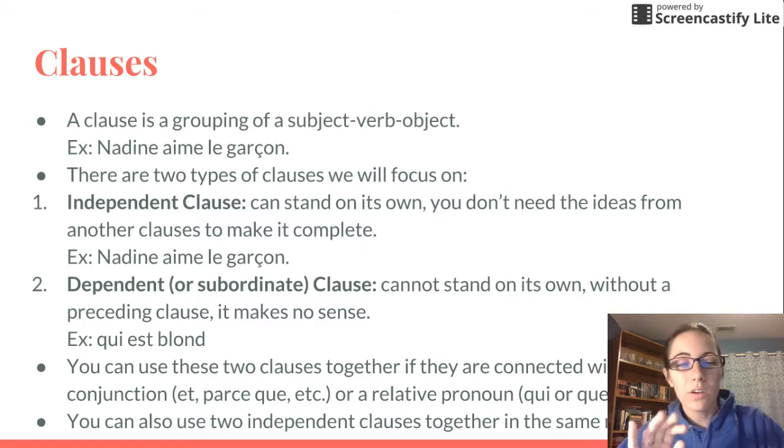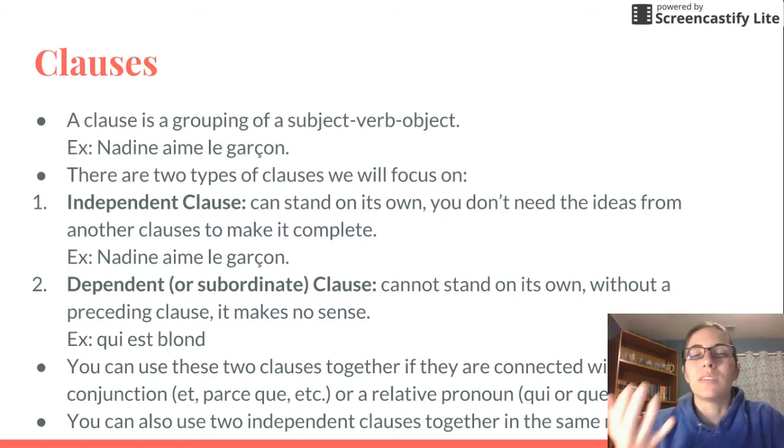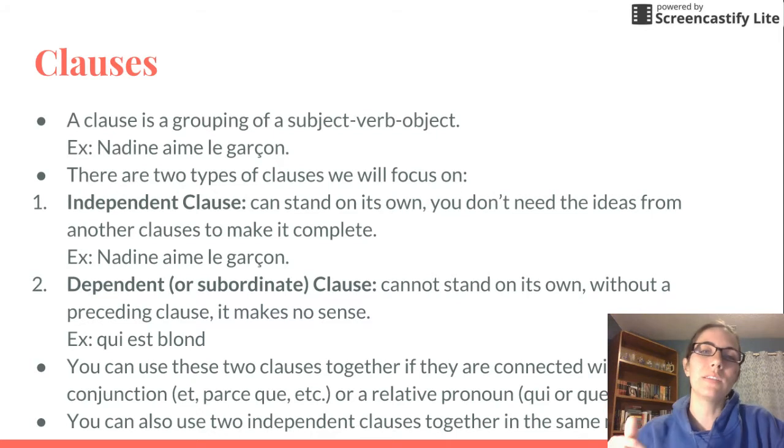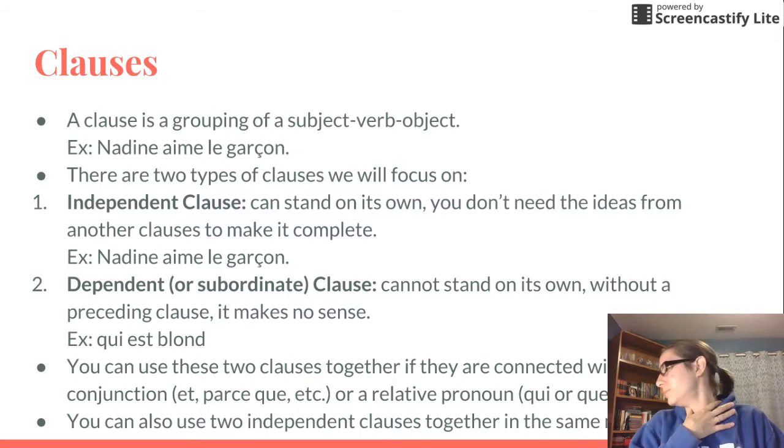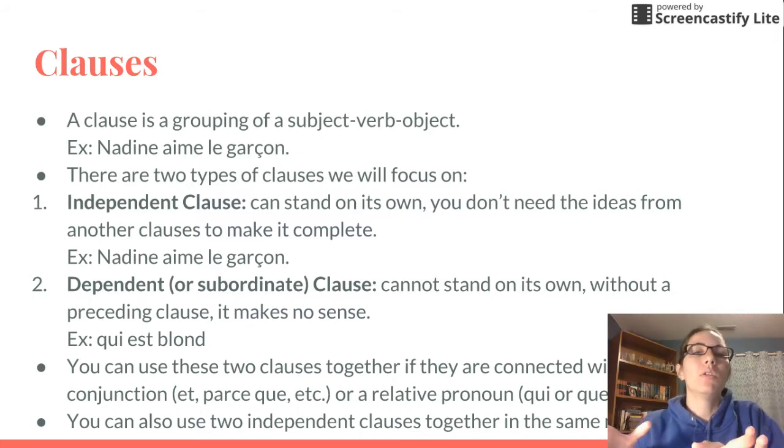It cannot stand on its own without a preceding clause because it doesn't make sense. So in our second sentence, we had Nadine aime le garçon qui est blonde. Well, Nadine aime le garçon can function on its own, but qui est blonde, who is blonde, we can't just say that. We need Nadine aime le garçon. So qui est blonde is a dependent clause depending on Nadine aime le garçon.